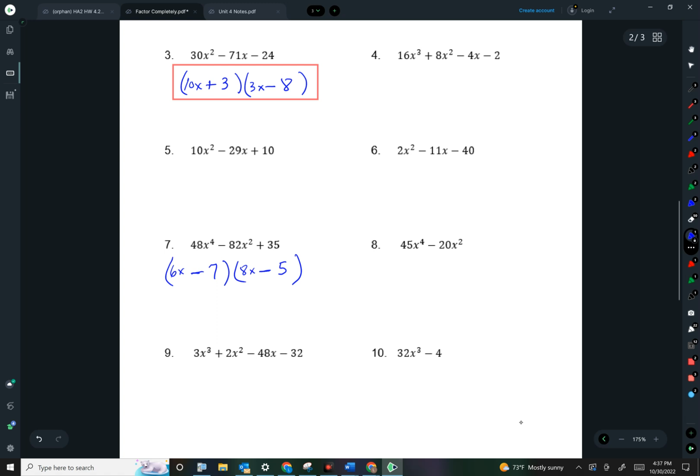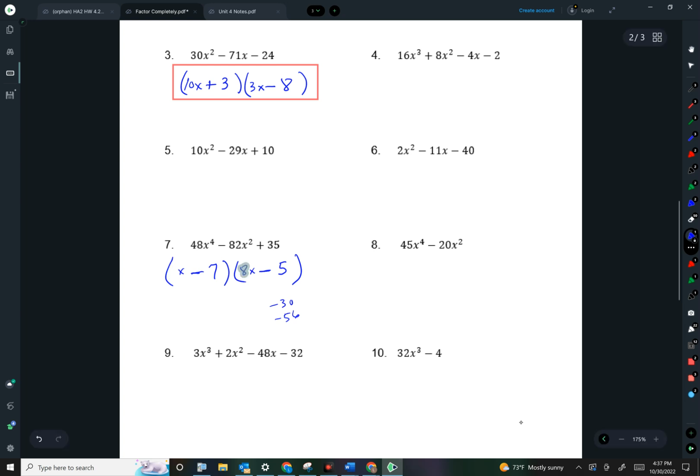And so I check it. On the outer, it's negative 30. On the inner, it's negative 56. That does not give me 82. But I don't want to just toss out 6 and 8.